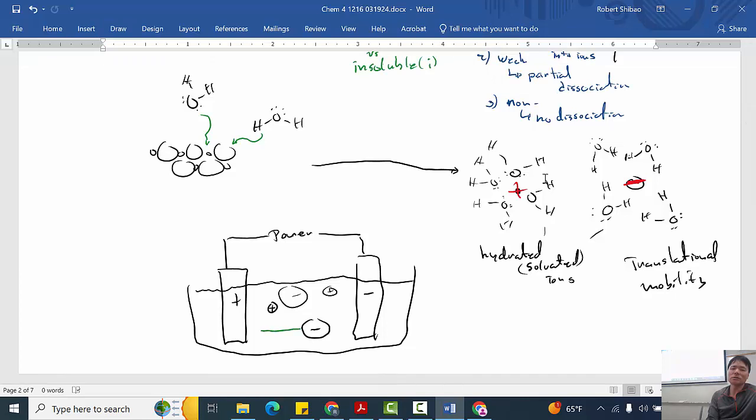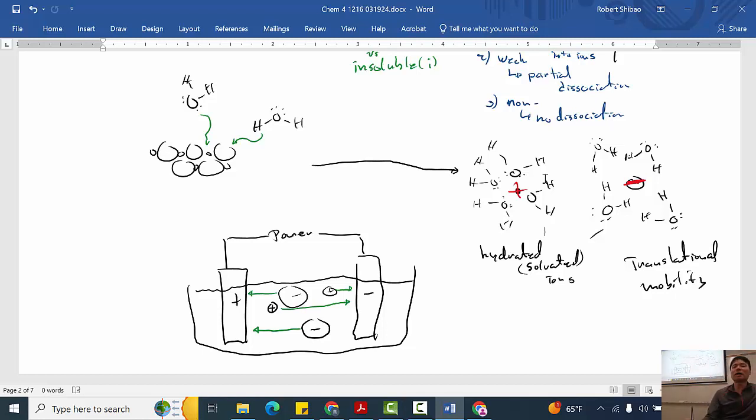The negative ions will go to the anode, and the positive ions will go to the... actually, we don't have to worry about the names here. Just the negative ions will go to the positive electrode, the positive ions go to the negative electrode, and that conducts electricity. And if it wasn't aqueous, if it was a solid, you'd still be able to conduct electricity.